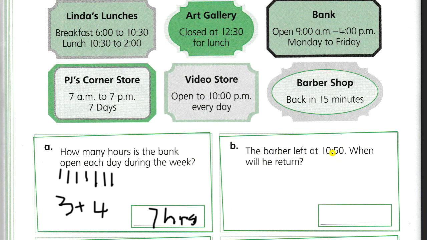So the barber left at 10:50. When will he return? So it's got back in 15 minutes. So just add 15 minutes on to the time that he left. Now here's where it gets a little bit tricky. 50 plus 10 is 60, so it's going to tick over to the next hour. So add the 1 onto there. So it'll be 11:05 when he returns.